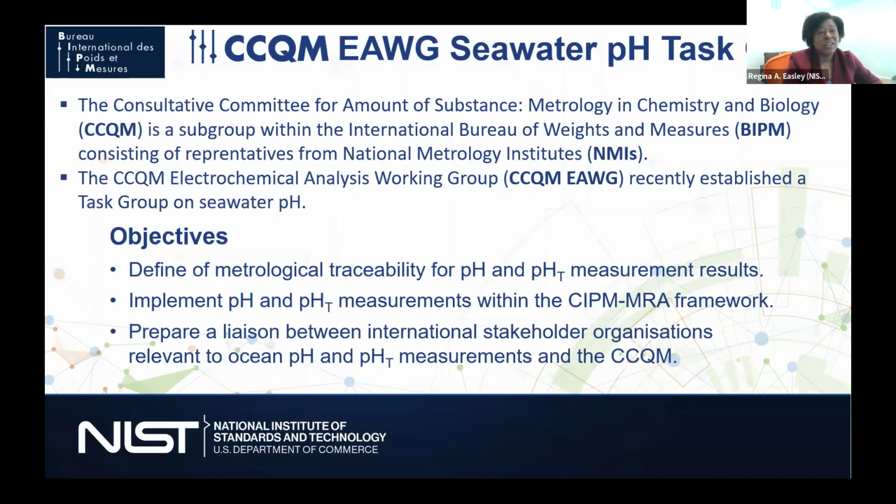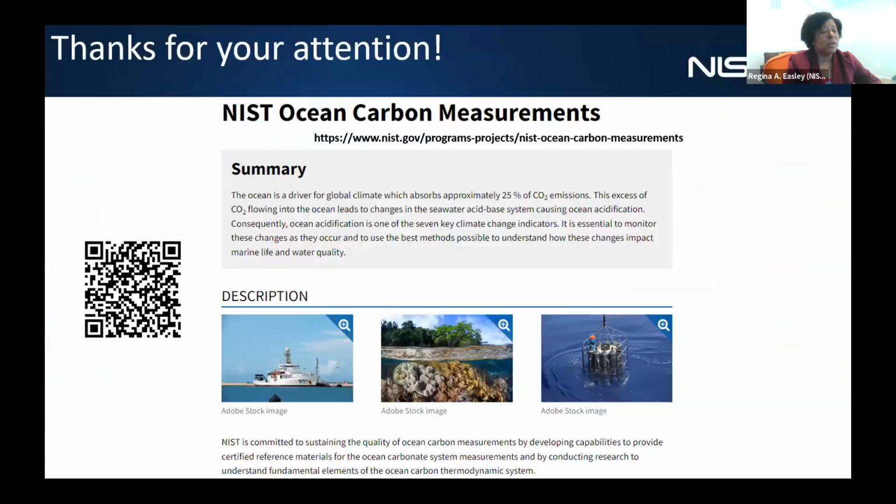And that will include people that are involved in global ocean observing systems, ones that are involved in groups that are looking at ocean uncertainty quantification, and even GOA-ON. So definitely look this group up. And there will be, I think, a web space for this on the BIPM website. And like I said, Jason Waters was nominated as the chair of the group.